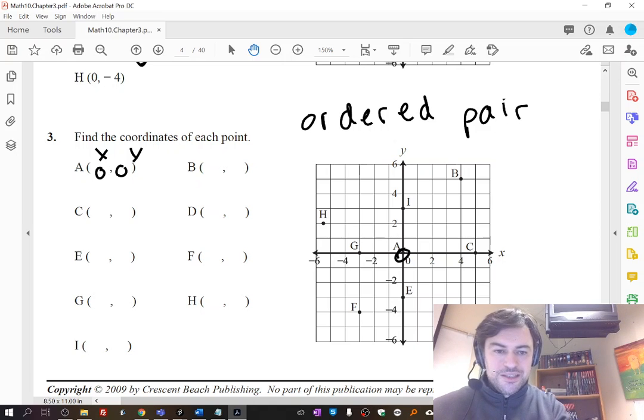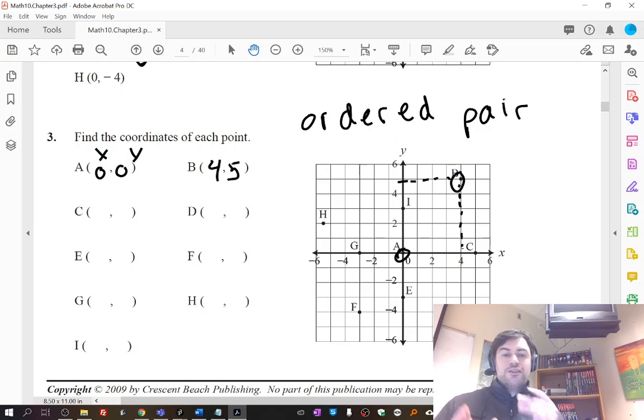For B, B is this one up here. So I'm just going to look over at what the y coordinate is. That's going to be 5, so that's the second number. And the x coordinate is going to be 4, so it's 4, comma 5. The x always goes first, the y always goes second. So go ahead and give those a try.